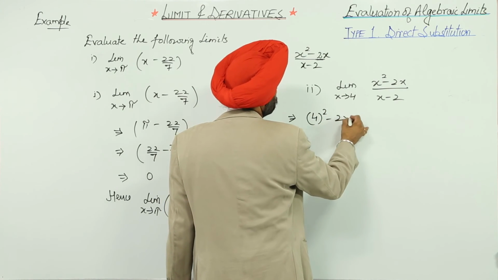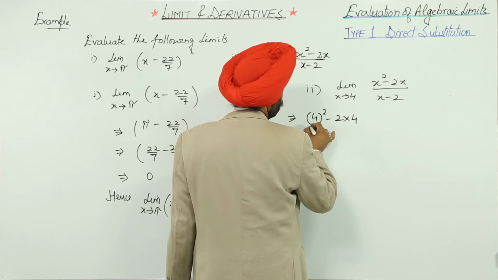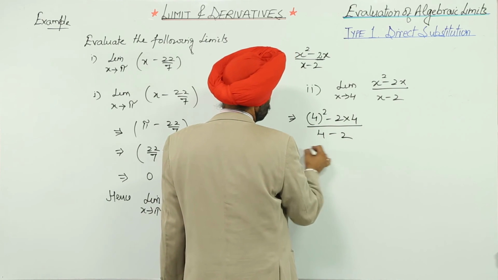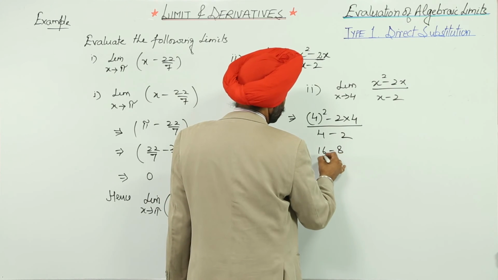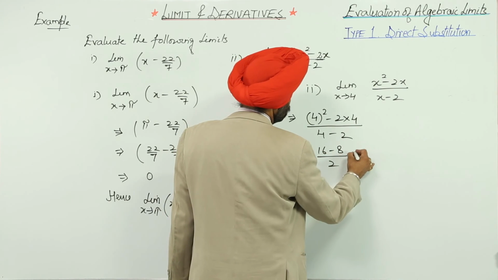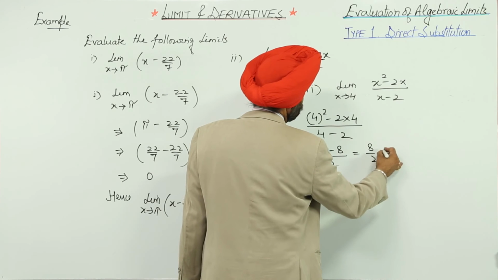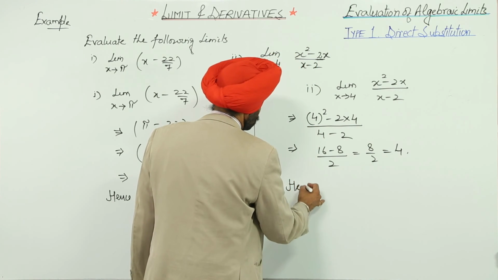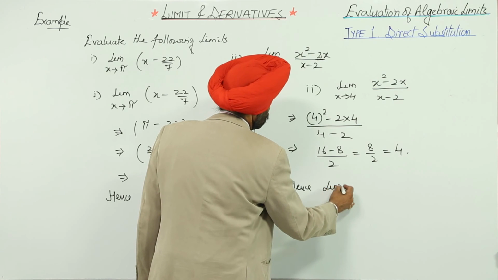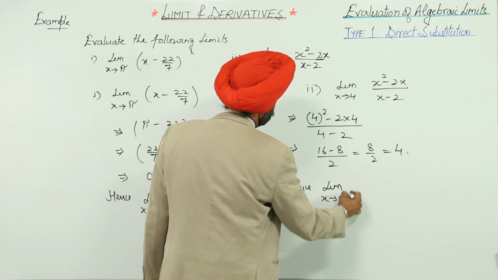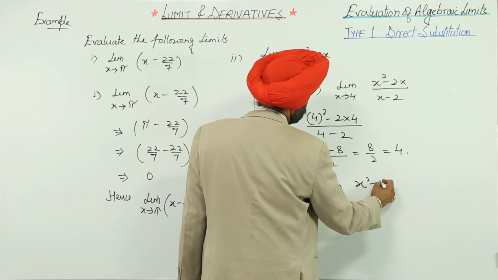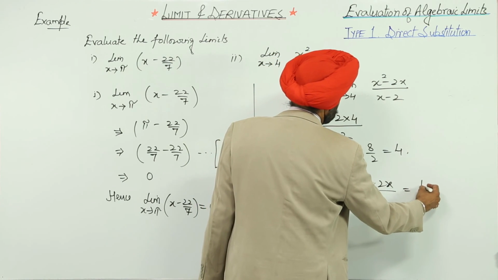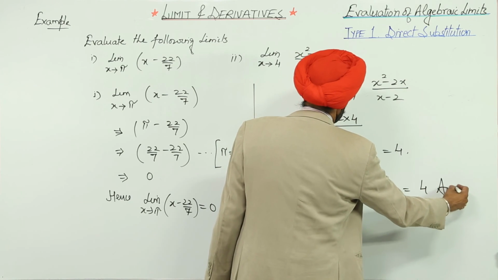Now this becomes 4 square minus 2 times 4 upon 4 minus 2. 16 minus 8 upon 2, this is equal to 8 upon 2 is equal to 4. Hence limit x approaches to 4 x square minus 2x upon x minus 2 is equal to 4. Answer.